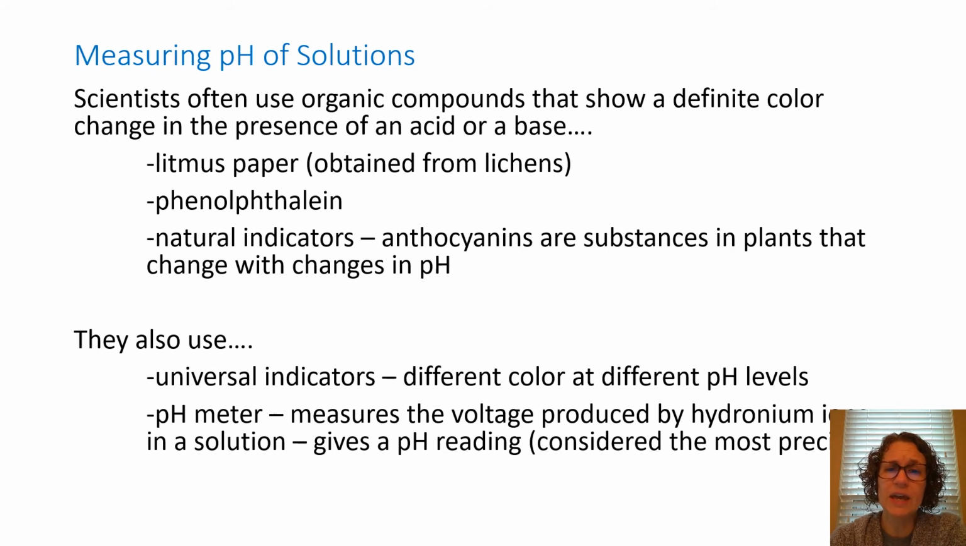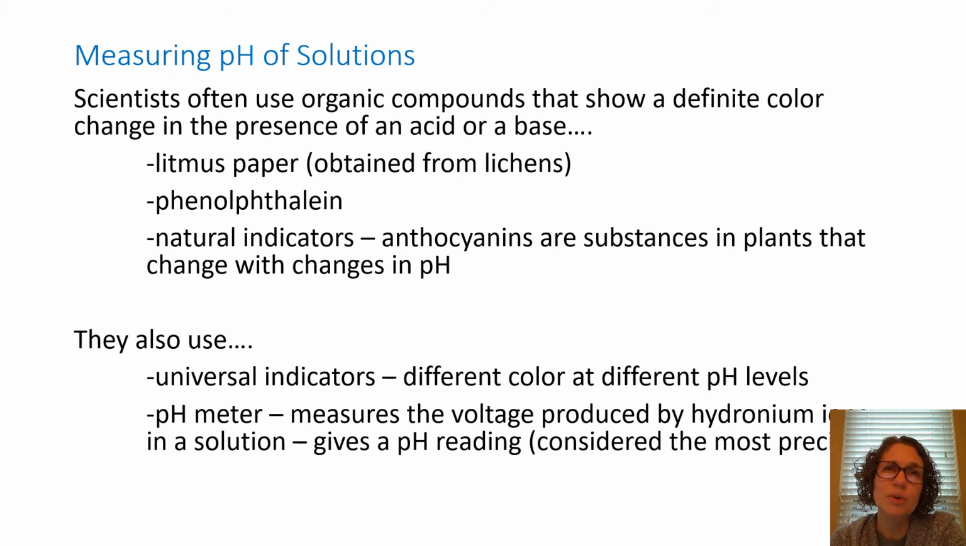You could also use phenolphthalein. It is an organic compound, a carbon-based substance that has no reaction with acid, so it would stay clear, but in a base turns a very vivid pink. And then there are lots of other natural indicators. Many different plants, fruits, and vegetables contain substances called anthocyanins, and these are usually in the peel of a fruit or in the flower of a fruit, and they will change colors as you change pH.